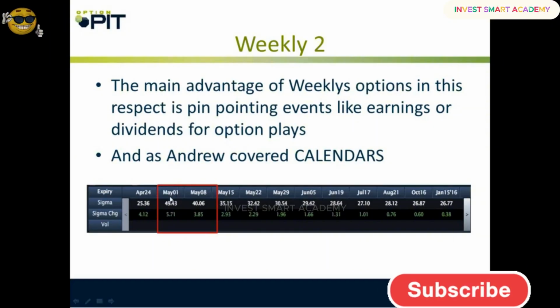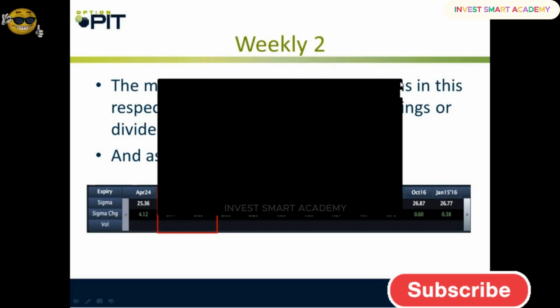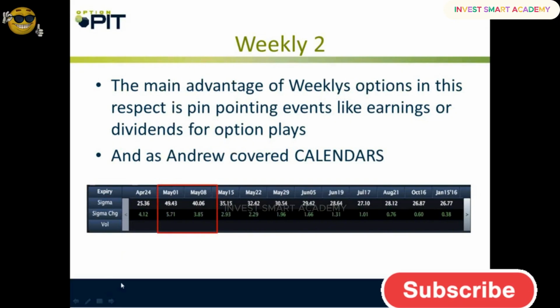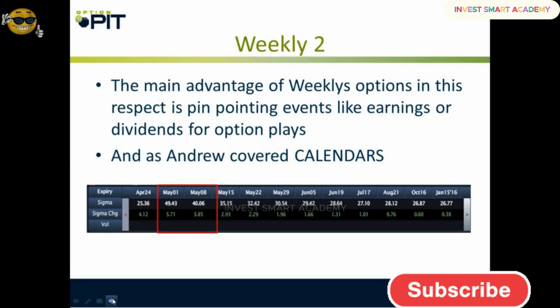So you've got this scenario where I can actually see that earnings are next week, and I can trade around it. I think Andrew covered calendars in detail. Just wait till we do an entire class on calendar spreading.